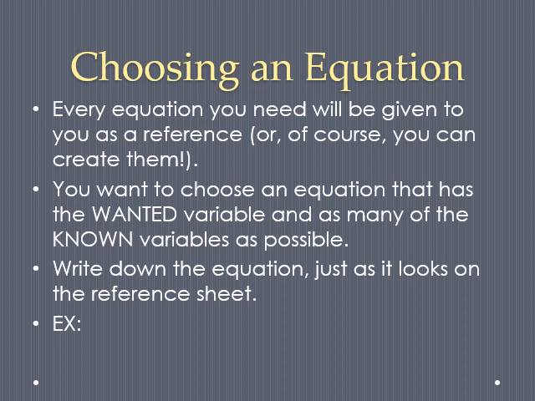Once you find that equation, you're going to write it down just like it looks on the reference sheet. So obviously right now we only have one equation. That's going to be the one we're going to be using, but it should make sense that this equation has v-average in it, which is our wanted value, and it also has both of the known values. It has delta d and delta t in it, so that makes this a really good equation to use. So you'll write it down just like that.